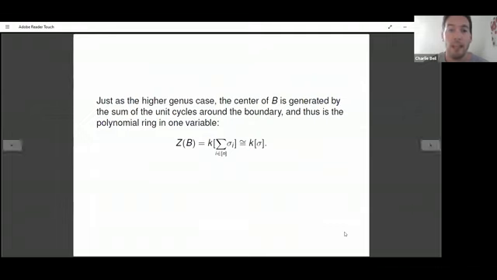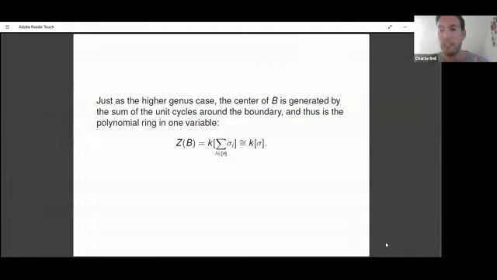Okay, and just as in the higher genus case, the center of B, the boundary algebra, is generated by the sum of the unit cycles around the boundary, and thus is the polynomial ring in one variable. So this is just like we had in the higher genus case. But now this is what we want because it's a flat surface.